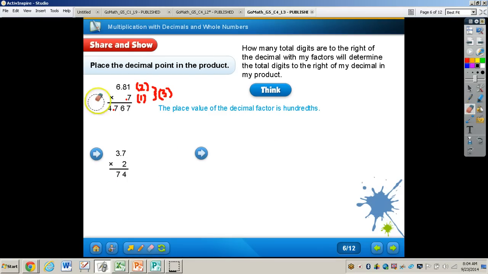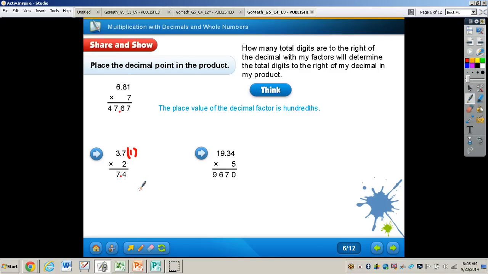So very, very important rule whenever you're multiplying with decimals, but since there are 2 here, just 2 for my answer. Okay, 3 7/10 times 2, I can see that there's 1 digit to the right of the decimal within all of my factors. That means there needs to be 1 digit to the right of the decimal within my product.